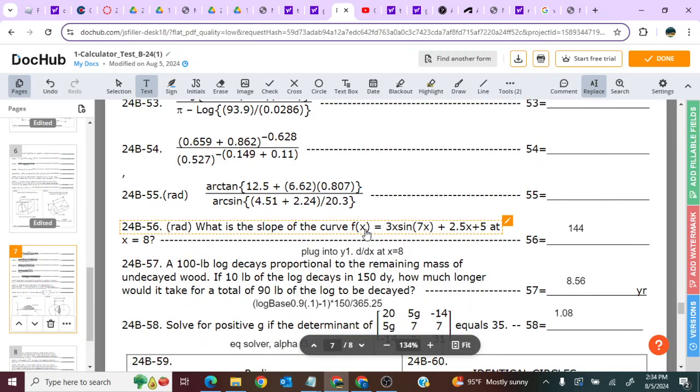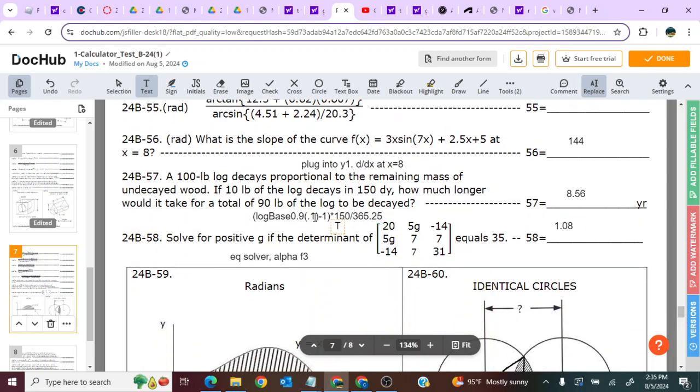Okay, what is the slope of the curve? This giant equation, x equals 8. Well, you just plug this equation into y1 and find the derivative at x equals 8. So math, scroll up, deriv, d over dx of alpha f4 y1 at x equals x. And you get your answer of 144. Just make sure you're in radians, like the problem says.